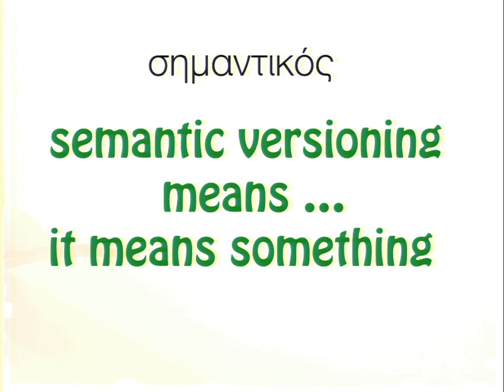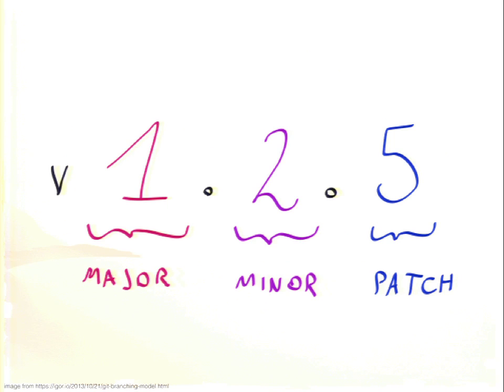And let's talk about semantic versioning. The word semantic comes from the Greek semantikos, which means it has some meaning inherent to it or attached to it. Like when you see numbers like this for your versions, suppose, okay, Drupal 8.x, what does that mean? The 8 means something, the x means something else.